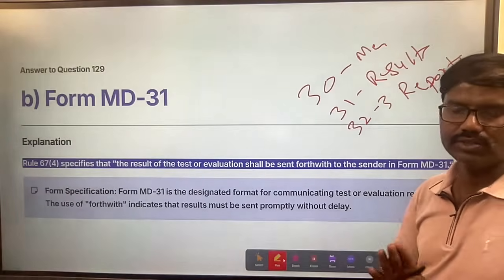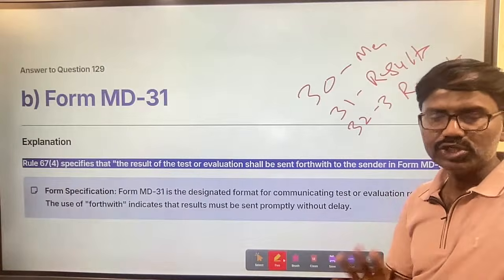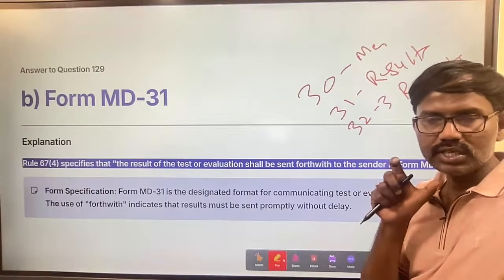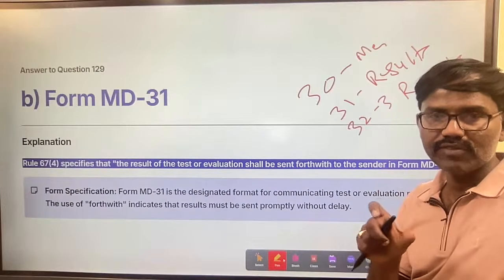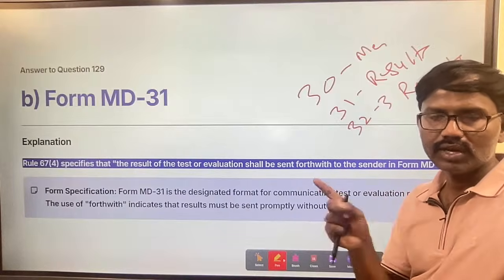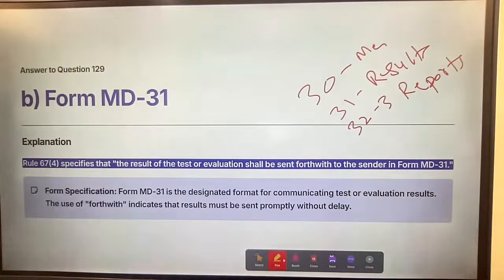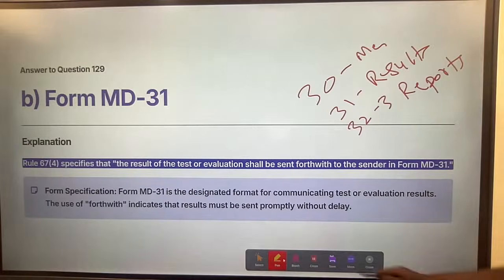Don't get confused. I know it is very difficult for everyone, but make sure that whatever forms you are focusing on, only some forms we are focusing on, right? The sequence forms 30, 31, 32, 27, 28, 29 are there. So you must focus on them, right? This is very simple, and in simple questions you should not make any mistake.